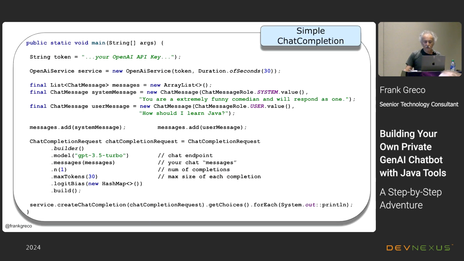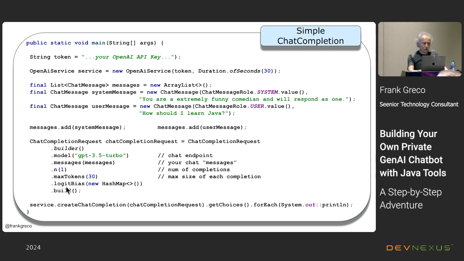So here's an example, and this is literally half a page of code. You create a bunch of messages, here's an array of messages. Your system message is that you're a funny comedian, you'll respond as one. And here's the user prompt: How should I learn Java? So you create those messages, and you add that to this list.